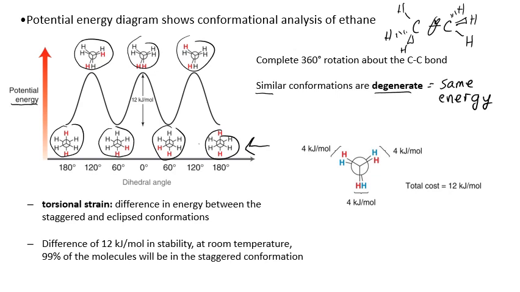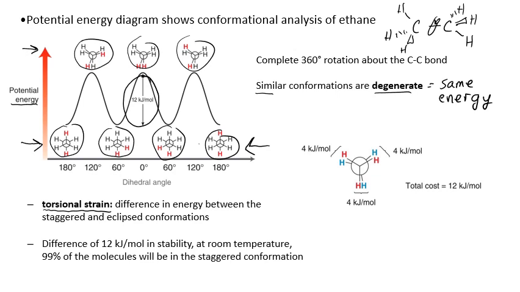Remember, your y-axis here is potential energy. They all have the same energy. All of our eclipsing interactions, we say that they are degenerate because they have the same energy. So the next thing I'd like you to look at is the energy difference between the two. We want to understand what's causing this energy difference. And we can explain that 12 kilojoule per mole energy difference in terms of torsional strain. And that's simply the difference in energy between the staggered and eclipsed conformations. The reason is because of those electron repulsions.